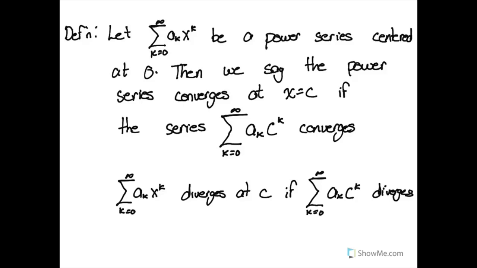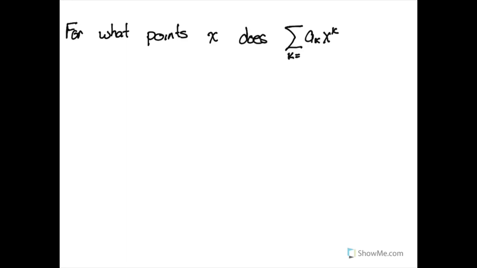Right. So now the question we want to answer is, for what points x does a particular power series centered at 0 converge? So the sum of a_k x to the k, k equals 0 to infinity, converge or diverge, right? So let's consider the simplest point, which is x equals 0.